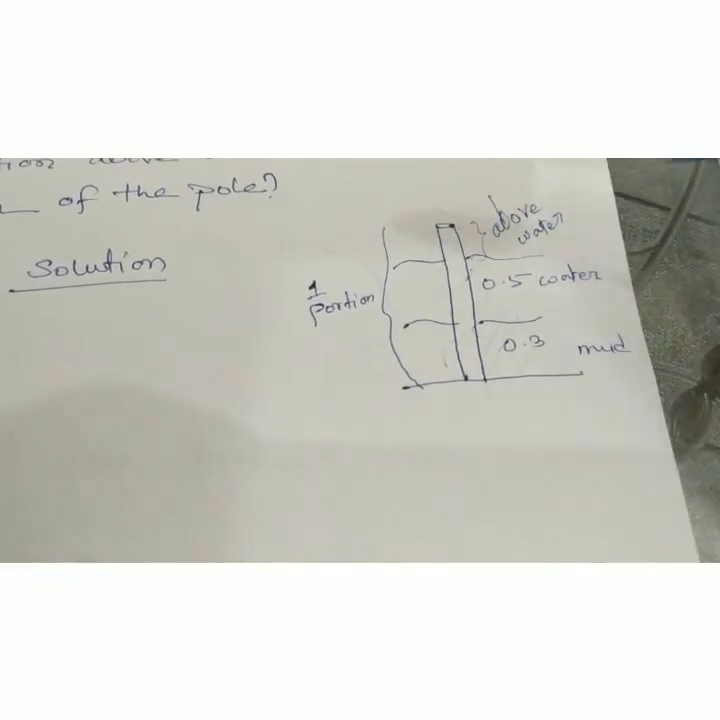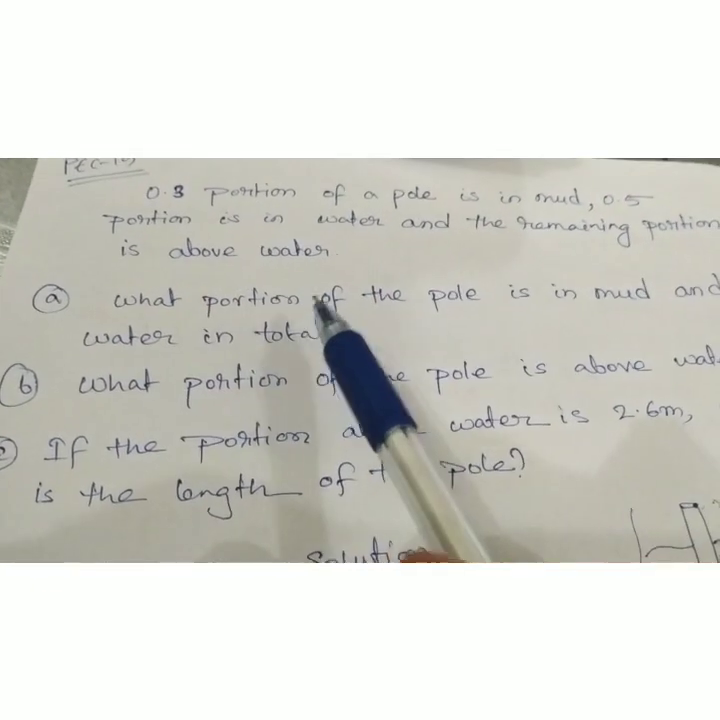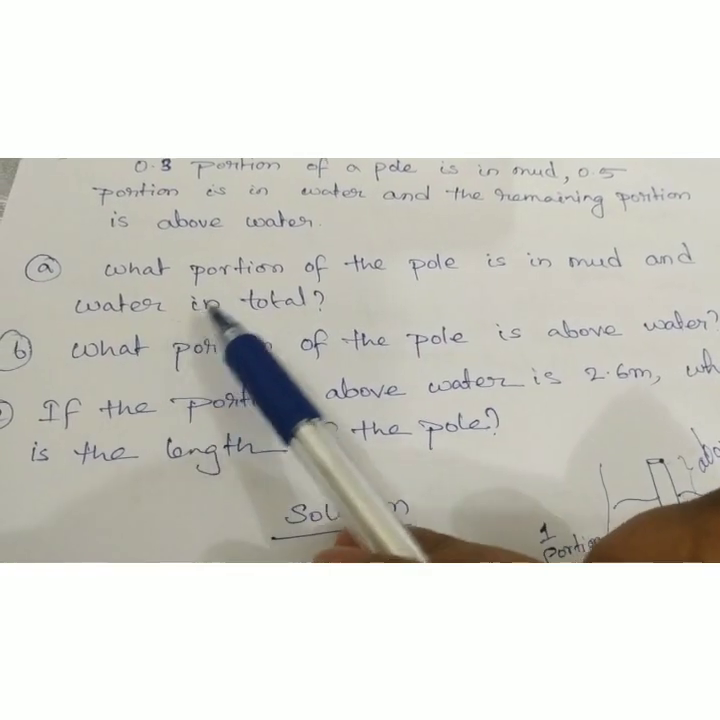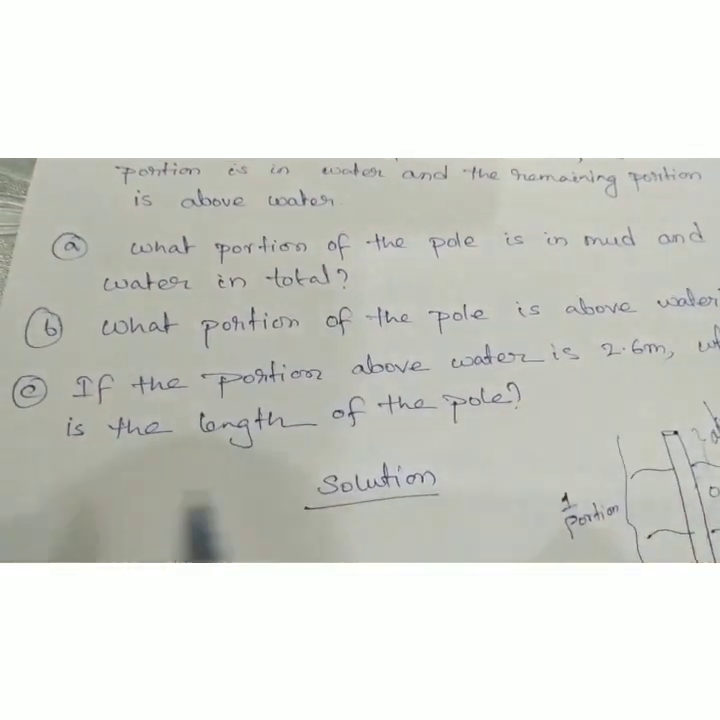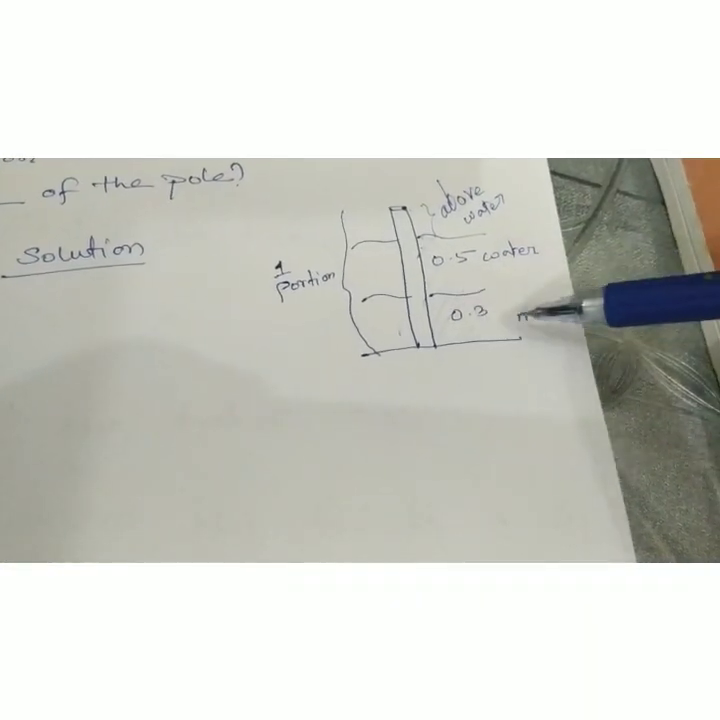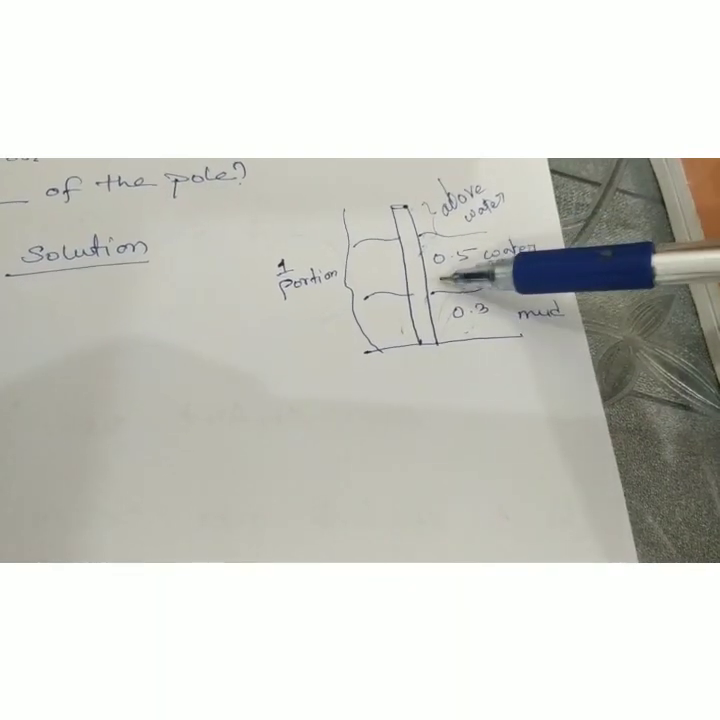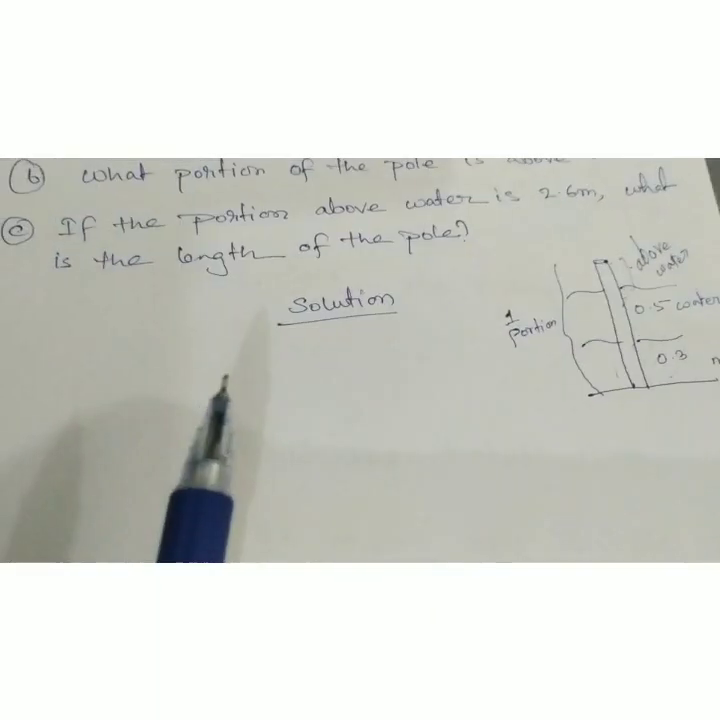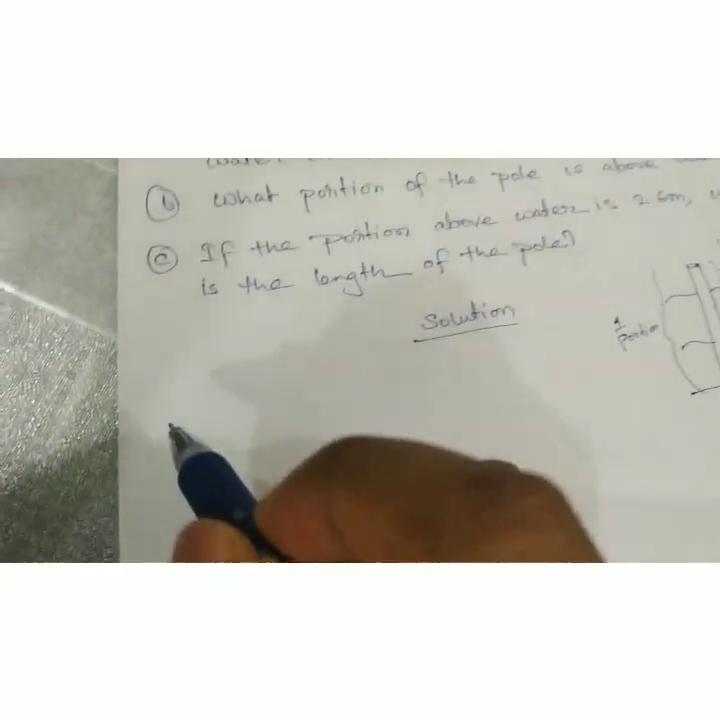Okay, so the first question is, what portion of the pole is in mud and water in total? So very easy. Mud we have 0.3 portion, water we have 0.5 portion. So in total, what will be the answer?